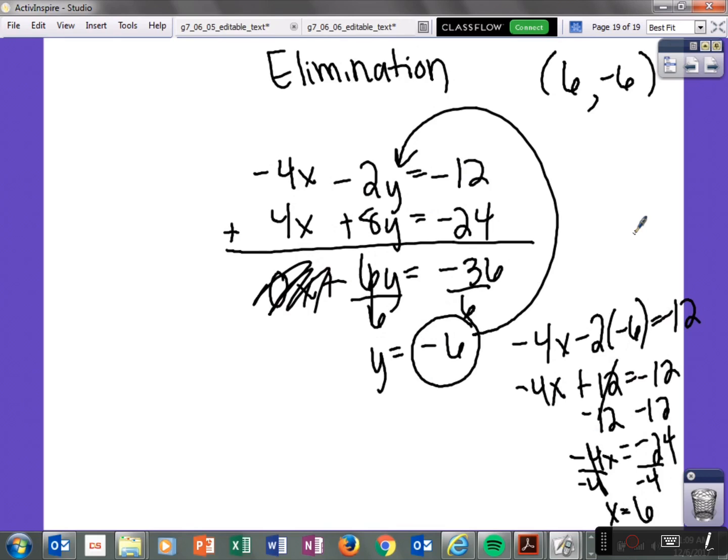Was that easier than substitution? It's easier, but it's complicated. It's got lots of steps. It's easier, but it's going to get harder. Possibly. All right.